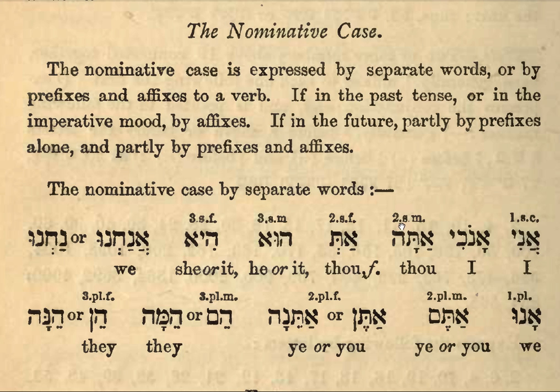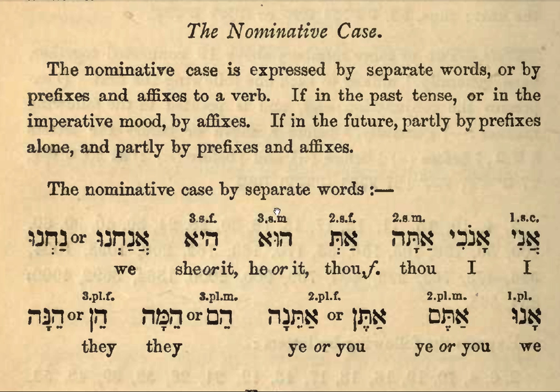Second person, singular, masculine, atta, you, singular, thou in Old English, atta. Note the dagesh here, doubling this letter, atta. So the first syllable is closed, at, and the second one open, ta. Then we have a second person, singular, feminine, at, you, feminine.